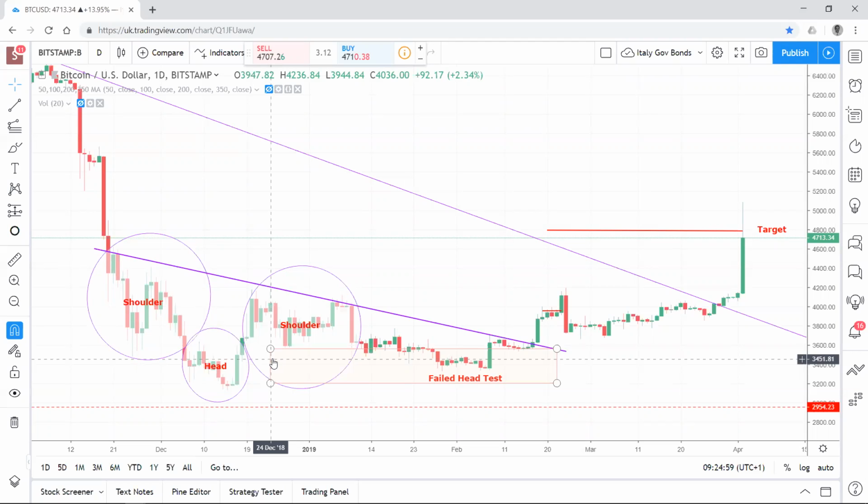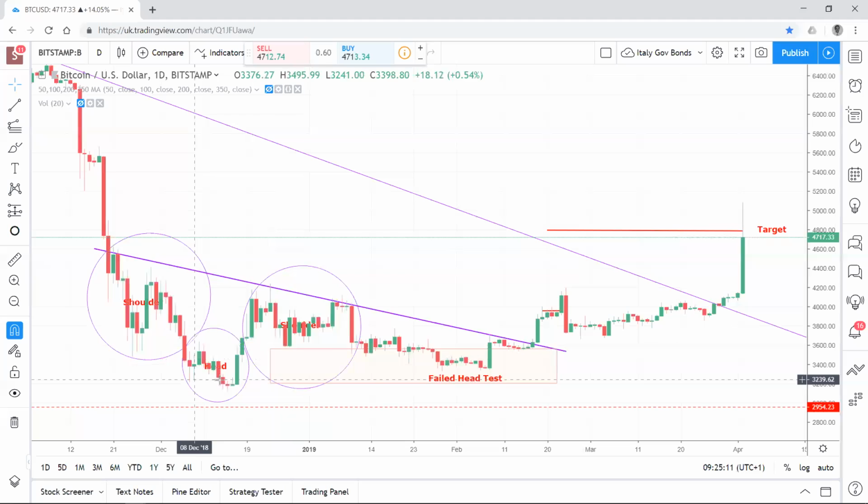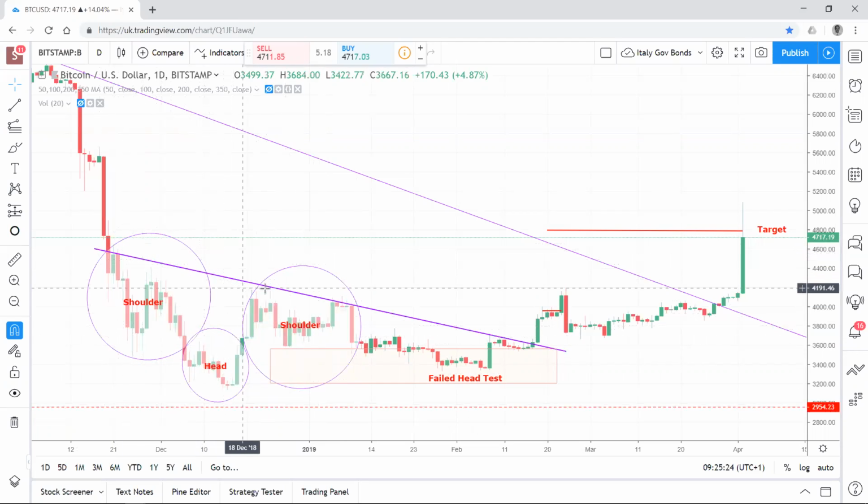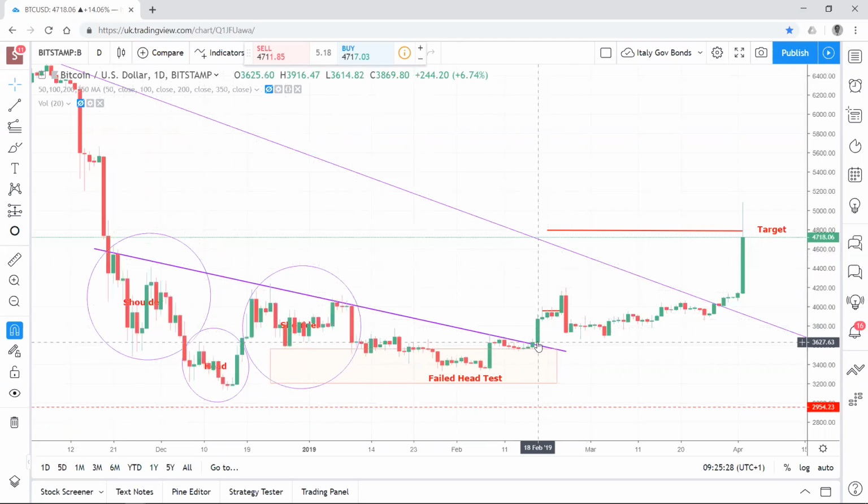Literally, as we moved down here in December, we started to form the left shoulder. This is the head here, and then you've got the right shoulder. So this is the head and the two shoulders, and you've got a line through here, which we were looking to break through.